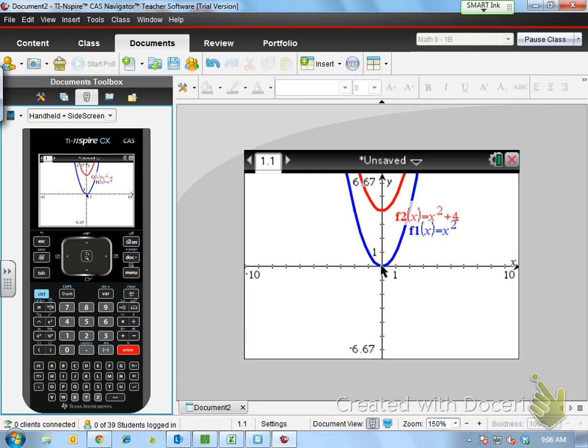So what happened when we added 4? Moved up. Why do you think it moved up? Okay. Because the 4 is positive. We moved up further on the y-axis. So what do you think happens if we do a negative number? Okay, so let's check. Hit tab again. A negative after, not before.